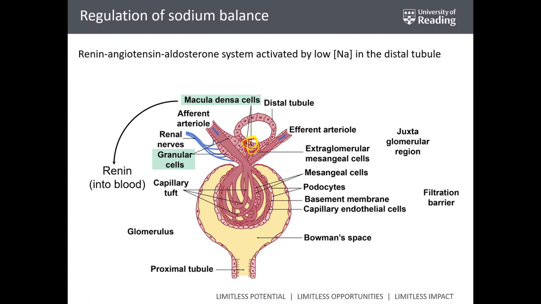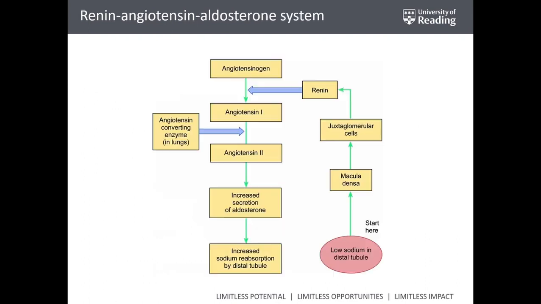Macula densa cells in the distal tubule. Okay. Renin is an enzyme and a hormone which is secreted into blood. How does this work?